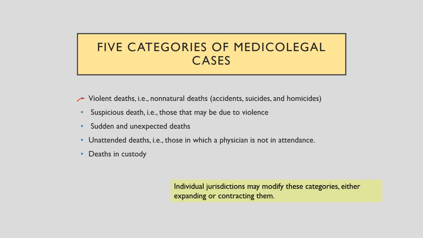And then we have suspicious deaths, that is those that may be due to violence. Okay, and then sudden and unexpected deaths. It is very easy to understand the way they are indicated here. And then we have unattended deaths, that is those in which a physician is not in attendance, and deaths in custody. I think we did discuss in details, and also we defined these categories in our first lecture.